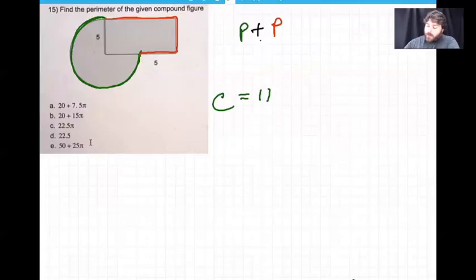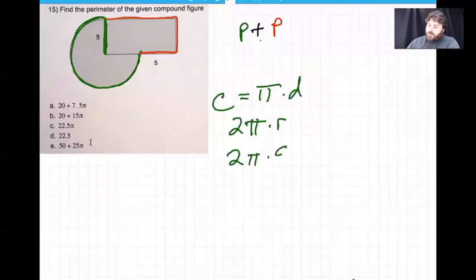It's given by pi times diameter, or 2 times pi times the radius. So we know the radius is 5, right? They give that to us. The radius is 5, so we know the circumference is 2 pi times 5, which is really just 10 pi. Circumference is 10 pi. Now we don't have a full circle.